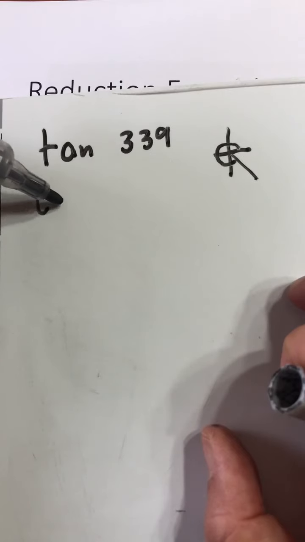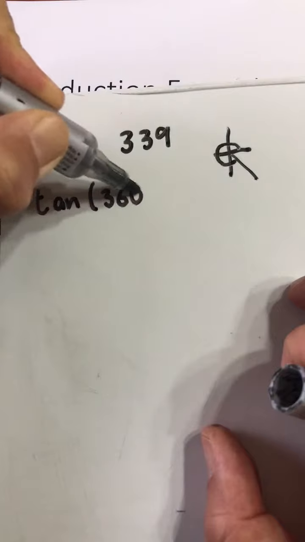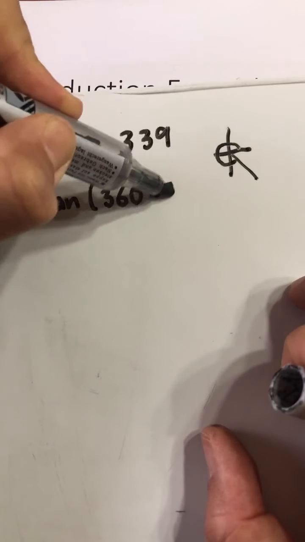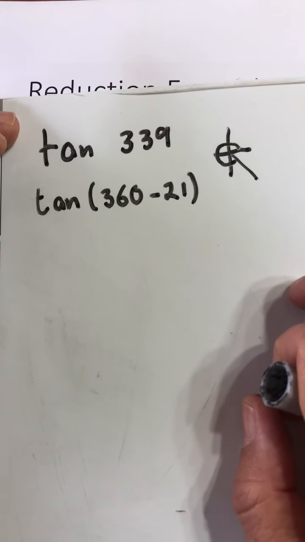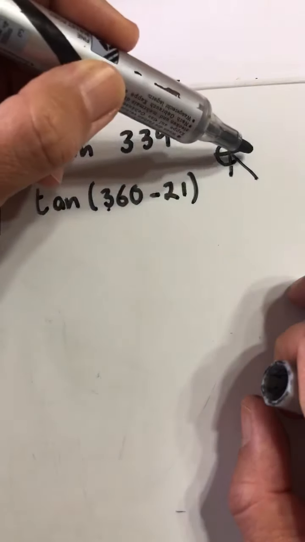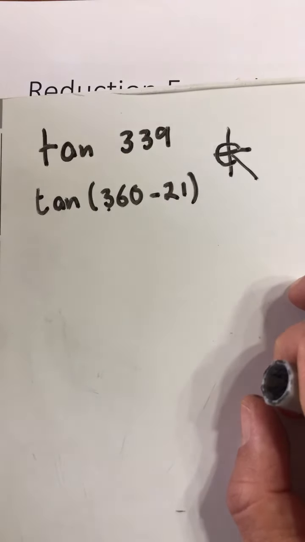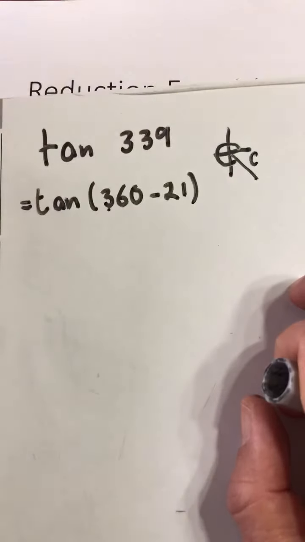So we need to rewrite tan 339 as tan of 360 minus 21. Okay, I've rewritten it just so that it's a reduction. I knew it was a 360 minus because it was in quadrant 4. Now I need to look at my three things. First of all, my sign. What is tan in quadrant 4? Based on my CAST diagram, tan is negative, so I first do that.